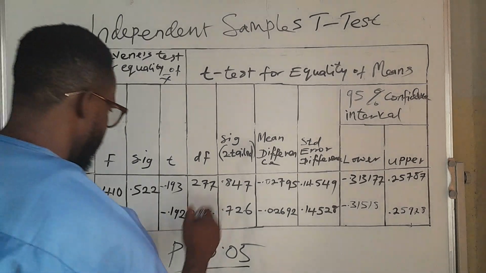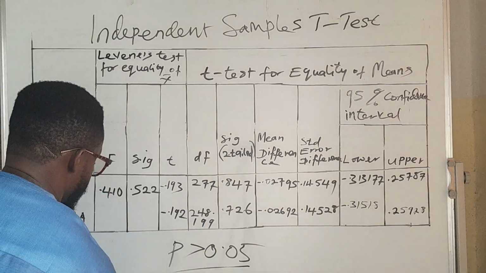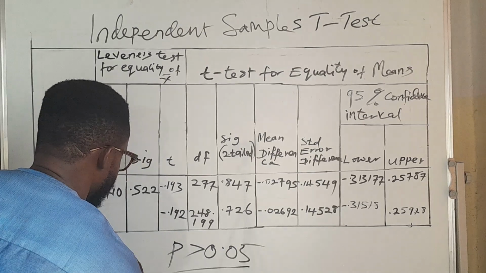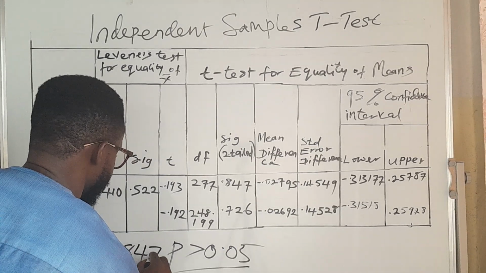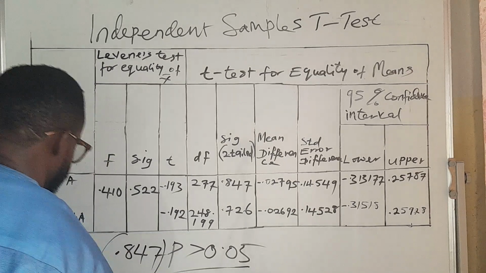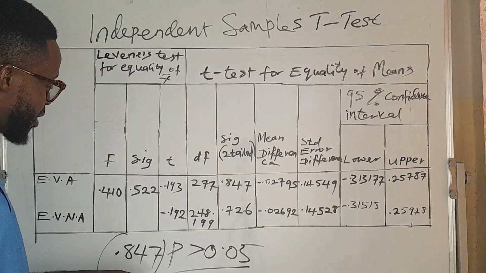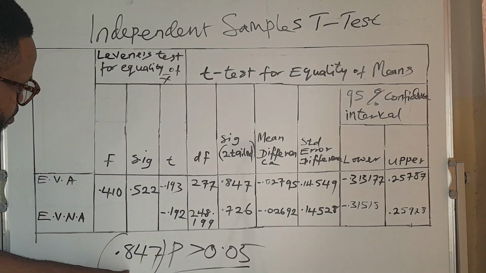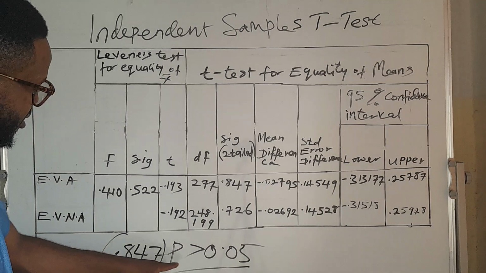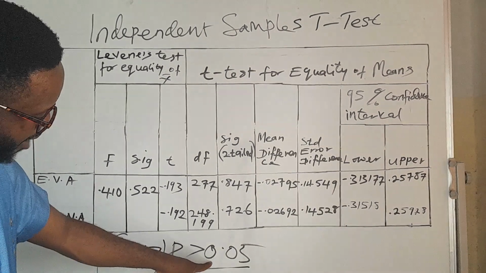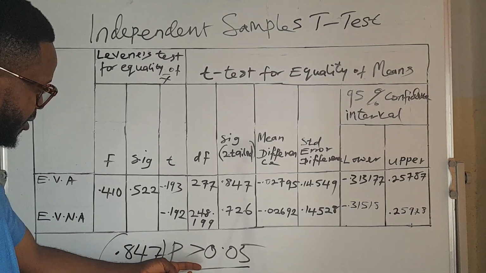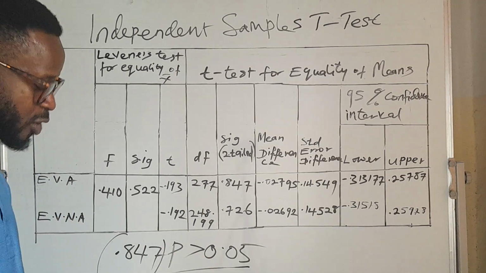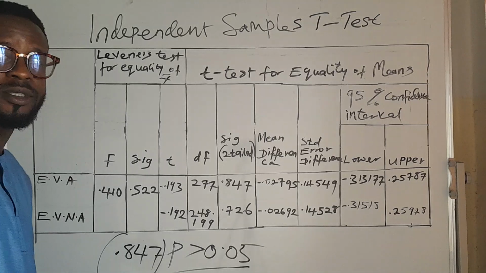Our P here is what? 0.847. This is our P. Our tailed P value here is 0.847, which is above 0.05. So at this point, you do what? You will accept the hypothesis.